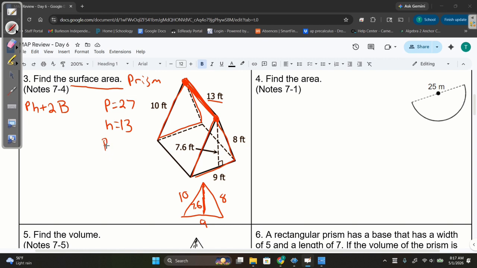The area of the base is going to be the area of this triangle here. So I'm going to do 1/2. The base of this triangle is 9. Then the height of this triangle is 7.6, which gives me 34.2 for the area of my base. Once I have everything, it's as simple as plug it into the formula and let it calculate, do the work. Perimeter is 27, height is 13, plus 2 times the area of the base.